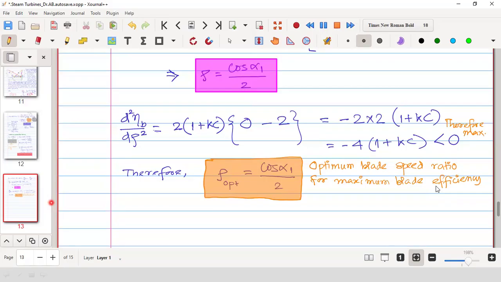That is called optimum because we have not seen whether the blade speed ratio is maximum or not. This is not maximum. It is the condition for maximum efficiency. So we are calling this optimum because the blade speed ratio can be more than that, can be less than that. So that is not the maximum blade speed ratio. That is the condition for maximum efficiency. That is why we are calling this the optimum condition. Okay, this is for a single stage impulse turbine.